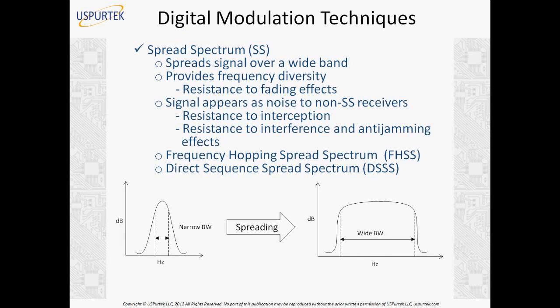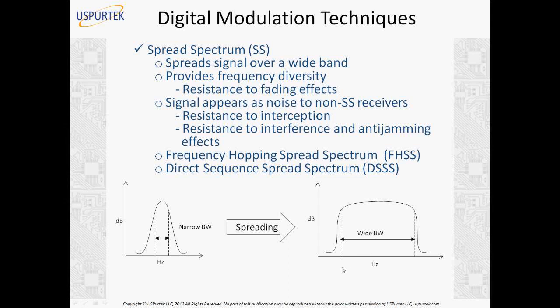In the illustration you see, previously we have a narrow band signal, a narrow bandwidth of a typical bandwidth here. We spread it out and make the bandwidth wider. Now, what is the benefit of increasing the bandwidth of the signal? What do we get out of it? It provides more frequency diversity. That means we have resistance to fading effects.